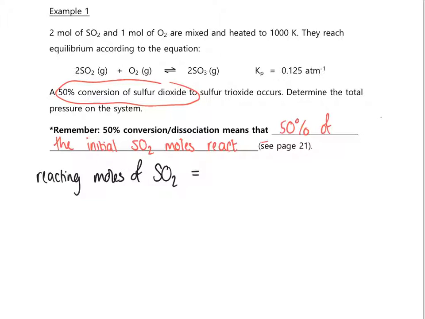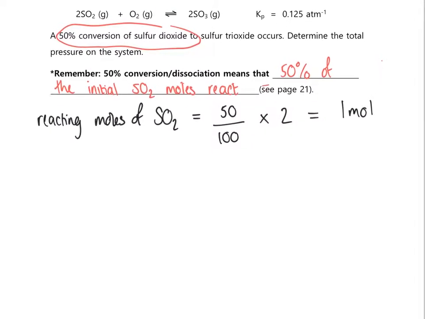To take a percentage of something, you do the percentage, so it's 50 over 100 times the initial moles of sulfur dioxide, which is 2 moles of SO2. So how much of my SO2 reacted? What's 50% of 2? 1 mole. Okay, now I'm ready to write out my working.